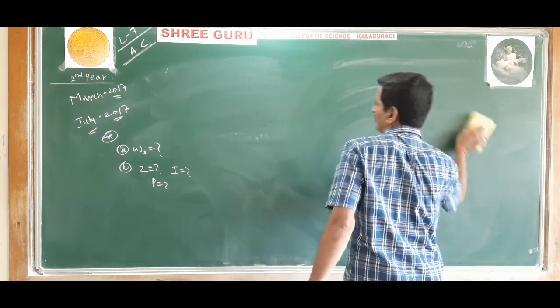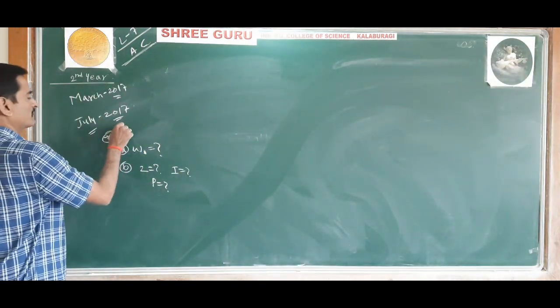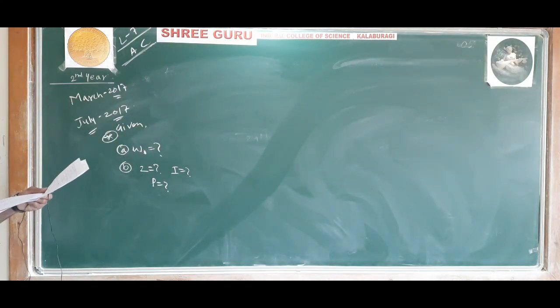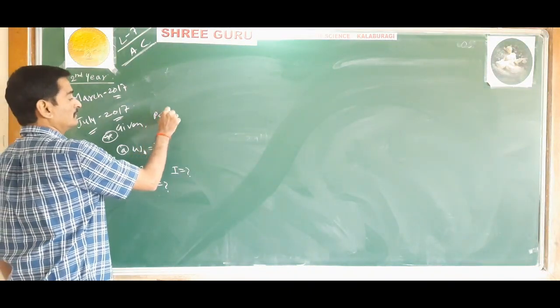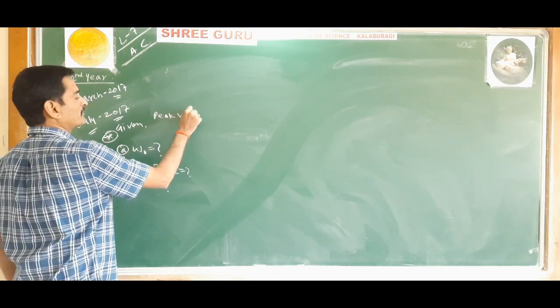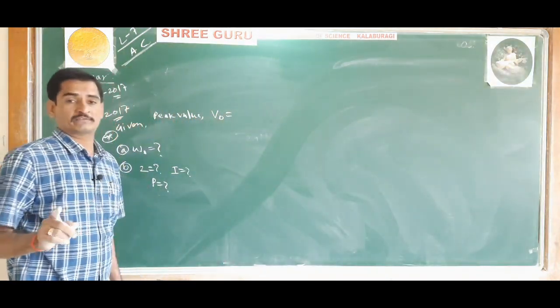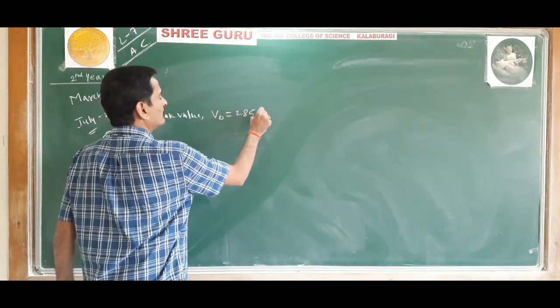Simple numerical. First write the given data. A sinusoidal voltage of peak value 285 volt. They have mentioned peak value, so we have to take it as V naught, not VRMS. They have mentioned in the question V naught is 285 volt.